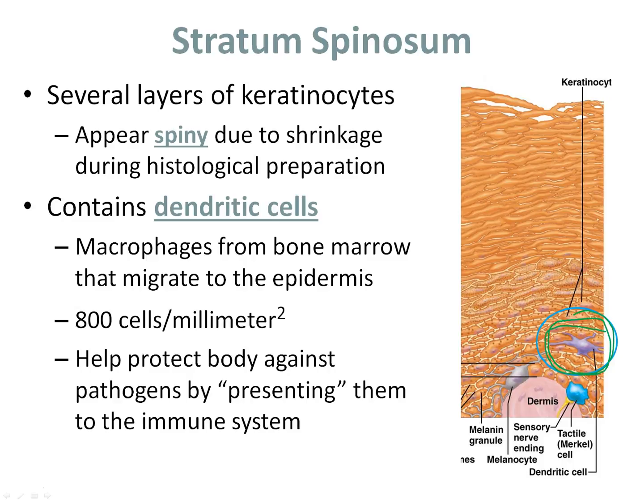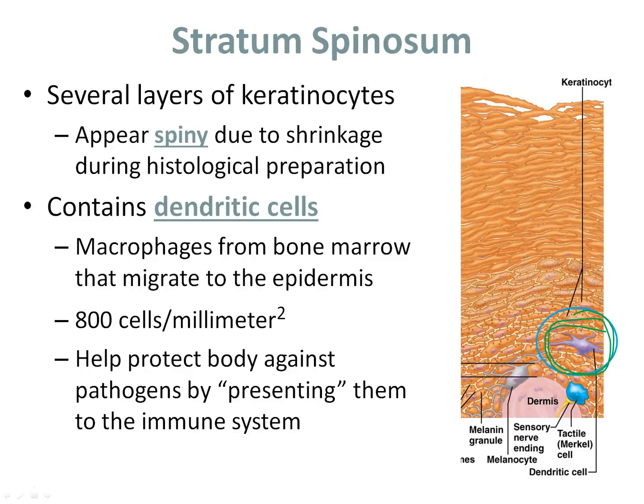These dendritic cells are macrophages. Macrophages are going to be muncher cells. They're kind of like garbage men. They cruise around the body and munch up anything that shouldn't be there. They're white blood cells, so they come from the bone marrow and migrate to the epidermis. And we have approximately 800 of these cells per square millimeter. So there's a lot of these in the skin.